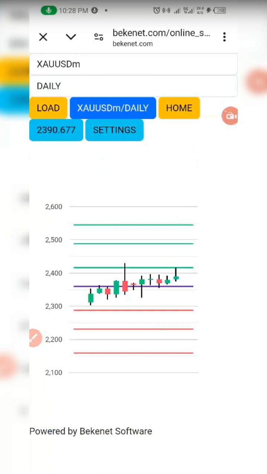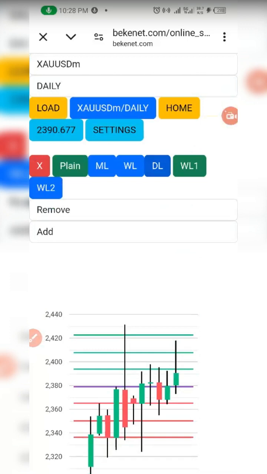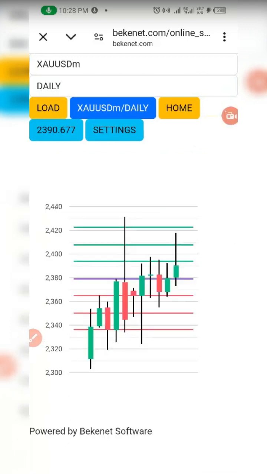This one is weekly. You can go back. Let's go back to daily. You will see what is happening on daily. You see? Now, look at it now. Price broke resistance 2. It almost got to resistance 3. But for weekly, it got to resistance 1.